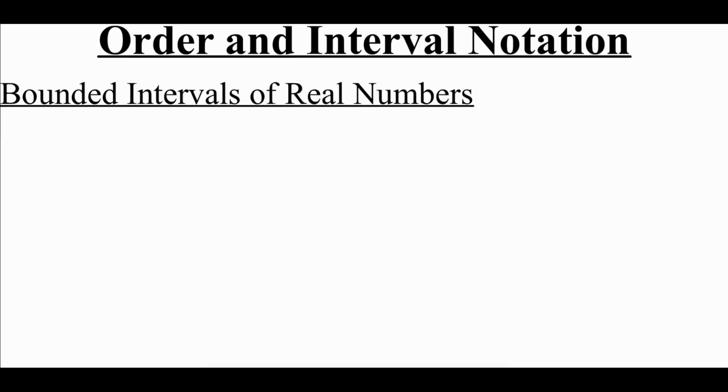Now we're going to look at things called bounded intervals, and a bounded interval is just a double-sided inequality. So something like 2 is less than or equal to x is less than or equal to 5. We've got two endpoints, so our interval is bounded by those endpoints. And what we're going to work on doing with these bounded intervals is writing them out in interval notation.